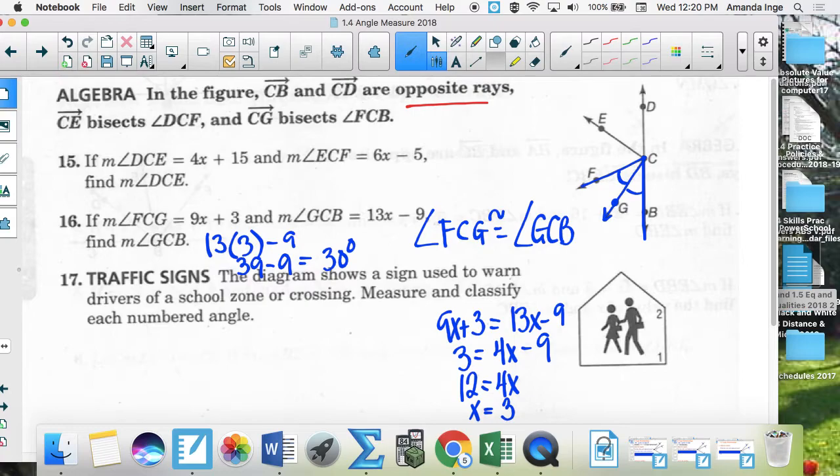Alright, on number 17, it wants you to find the degree of angle 1 and angle 2. What's angle 1 equal to? That's the easy one. 90. Angle 1 equals 90 degrees, but y'all are going to have to measure angle 2. Come on, y'all can do it. 130. Okay. Everybody good? Yes, ma'am.